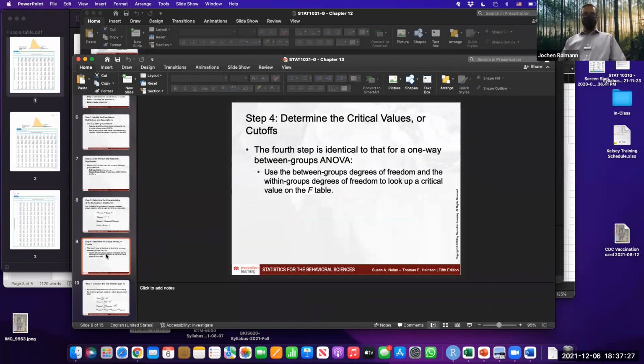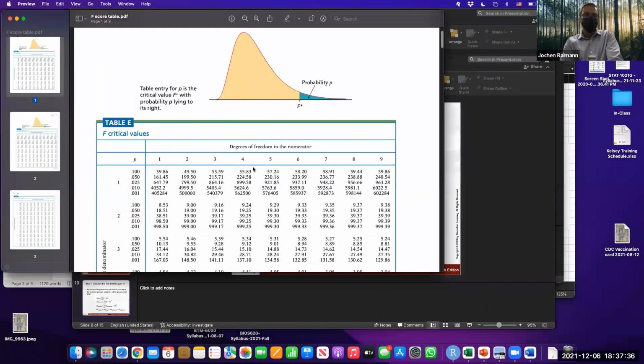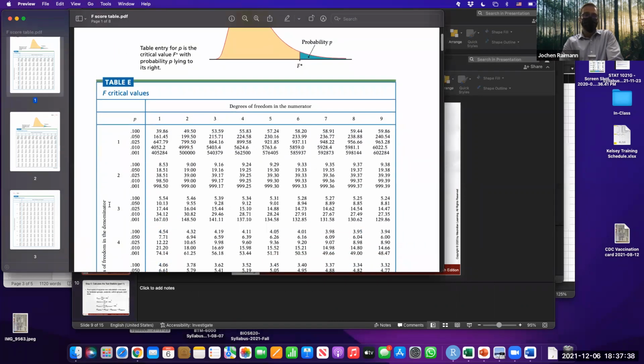And now you need to determine critical values. And this you do on the F-score table. And you have numerator and denominator. As you remember, it's between groups variance divided by within groups variance. So the numerator is the between groups variance, or sum of squares, which is 3 groups minus 1 is 2. So for the numerator, we're looking at column 2.